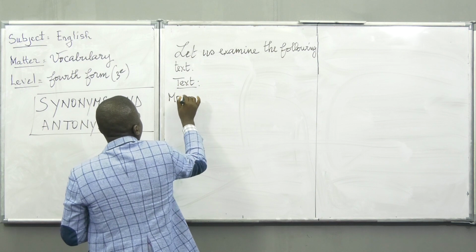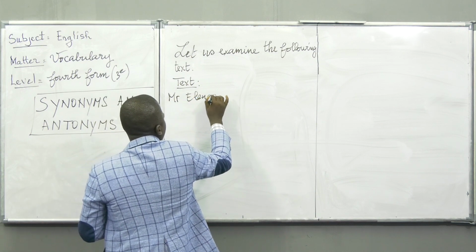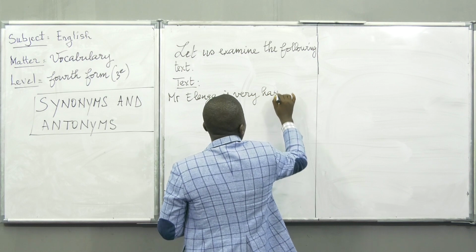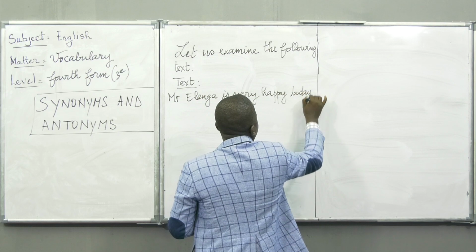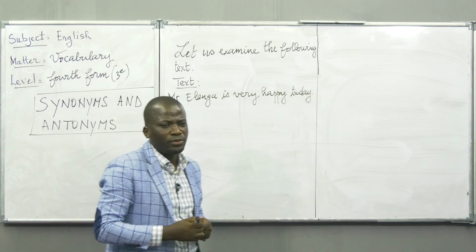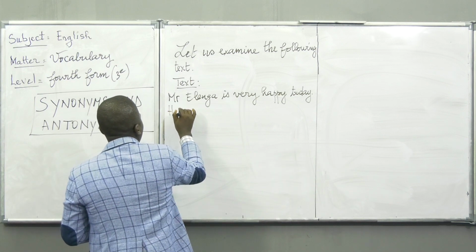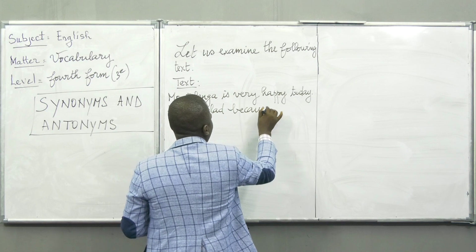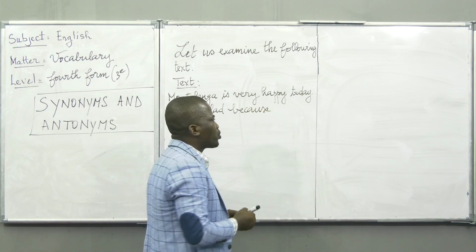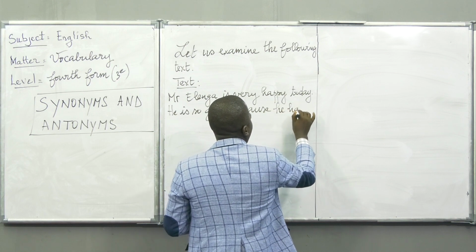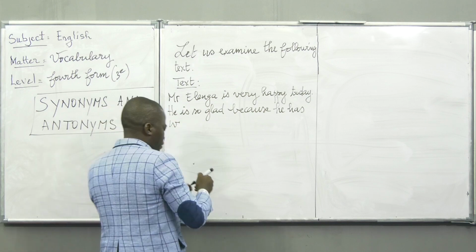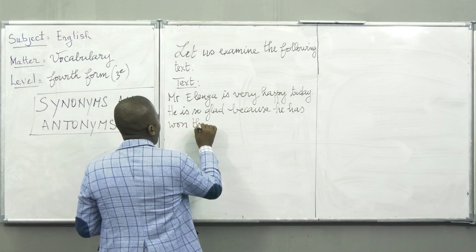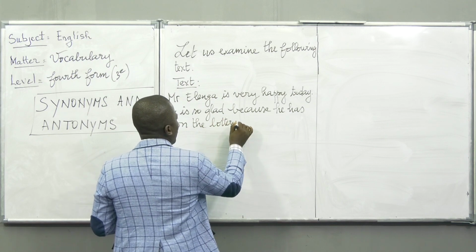Mr. Elenga is very happy today. He is so glad because, you're going to know why, he has won the lottery.